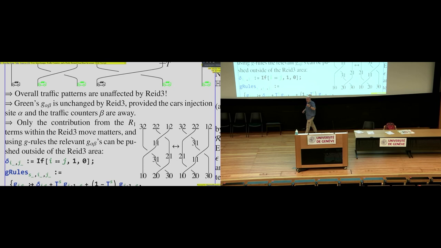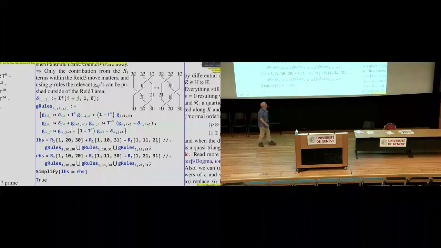But I have G rules that tell me that I can move the car injection point up, and I can also move the traffic counters up. I have rules that tell me how to do it. So all I have to do is take this messy quadratic that I get from here, the messy quadratic that I get from here, apply to both of them the G rules, and with luck, I will get the same answer. Now, I have to say that I'm a lazy guy, so I would never do a calculation like that by hand, not when I have the tools.